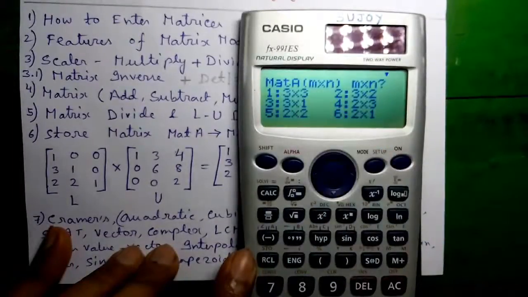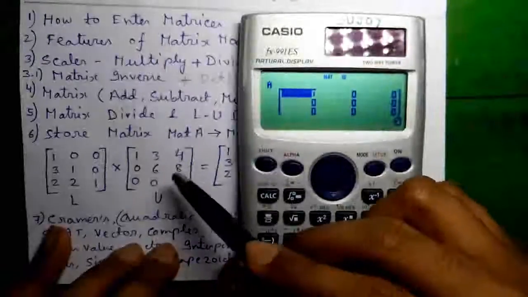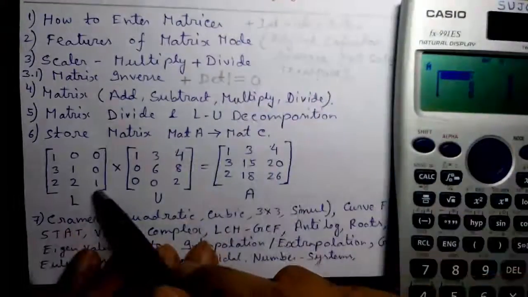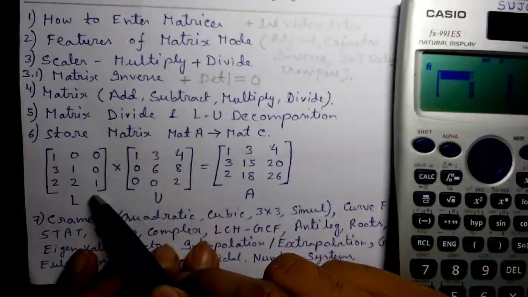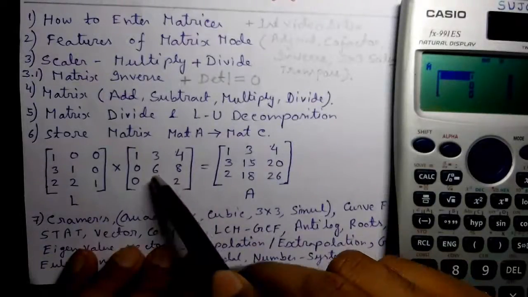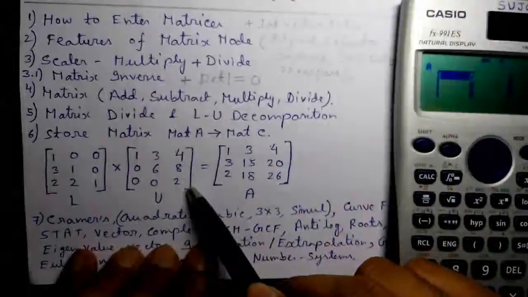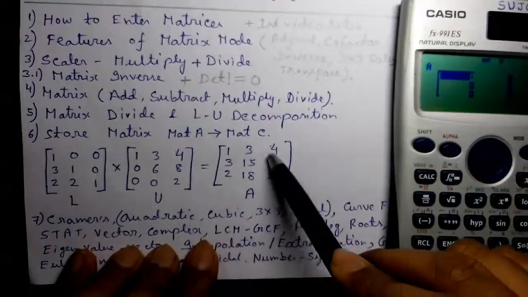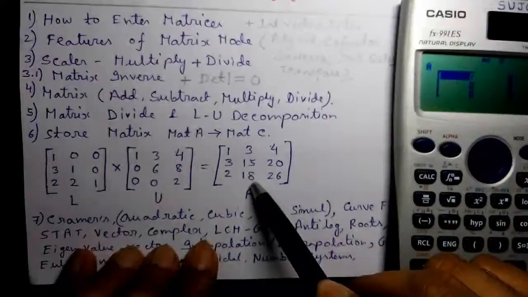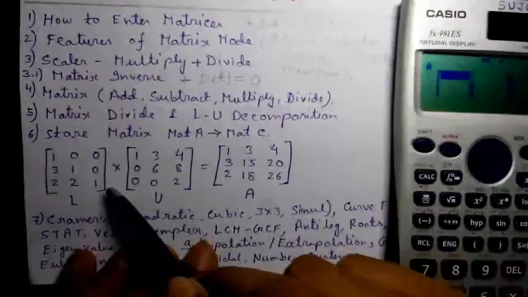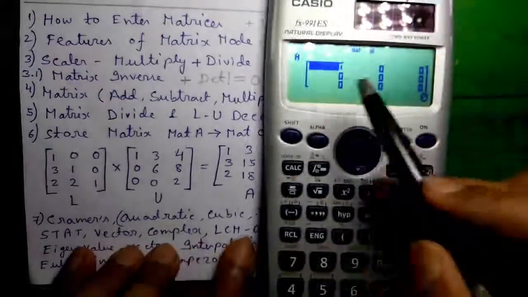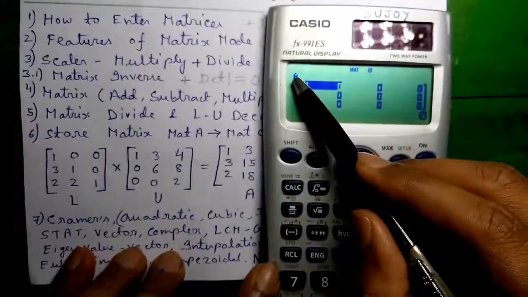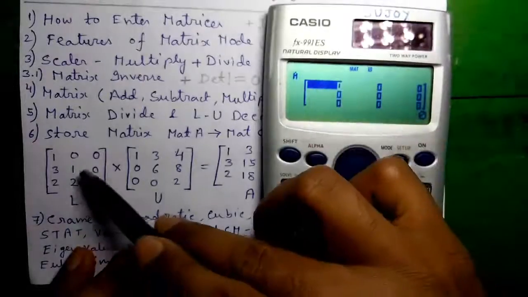So let's enter 1, and now we enter the matrix L, which is the lower triangular matrix, as matrix A. We'll enter the matrix U, which is the upper triangular matrix, as matrix B, and we'll enter matrix A and matrix C, and we'll do the required operations. So first let me enter this matrix L as matrix A. The A here represents the matrix name, and now we'll enter the data.